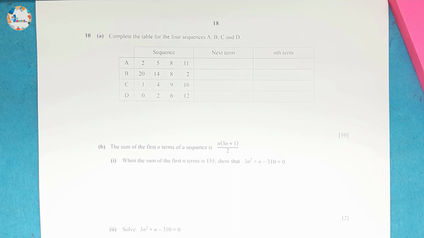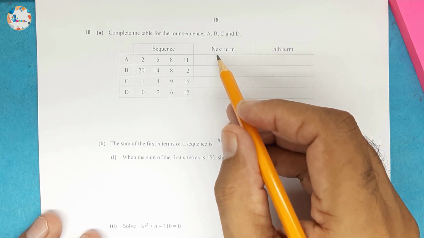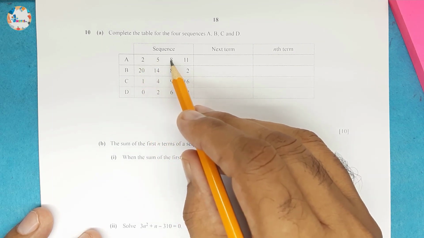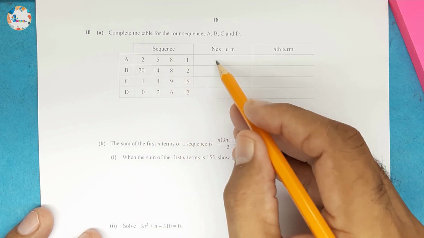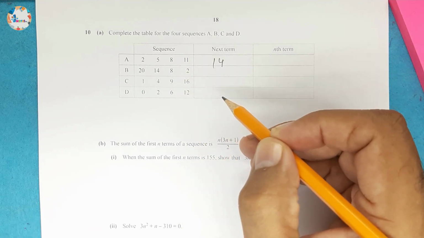So we'll have to complete these sequences. Next term basically we have to write. So 2 plus 3, 5 plus 3, 8, 8 plus 3 will be 11, and 11 plus 3 will be 14. So this will be the next term.